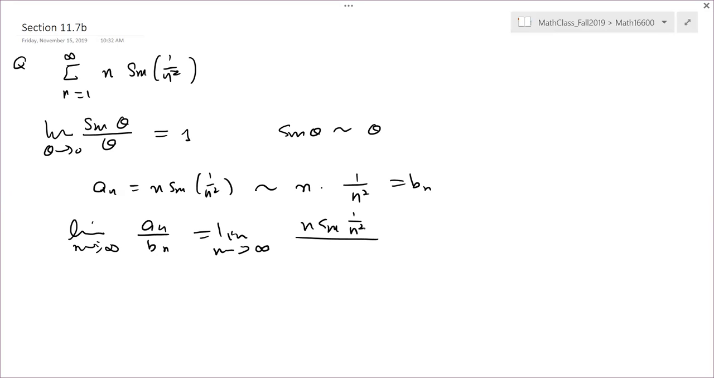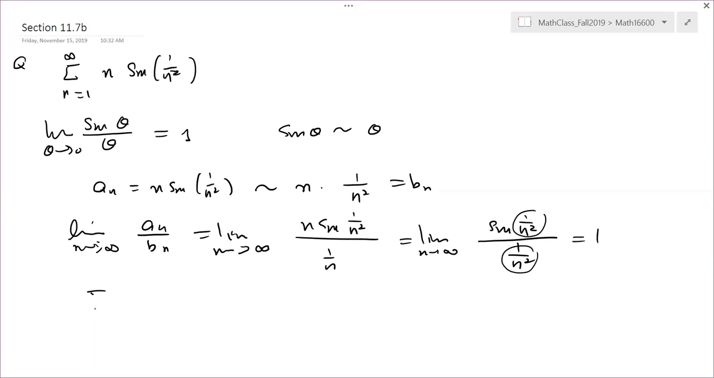n sine 1 over n squared divided by 1 over n. So I can move n to the denominator, so I get sine of 1 over n squared over 1 over n. Clearly the limit is going to be 1, because 1 over n squared is going to approach 0. So that means I can use a limit comparison test to check the convergence of the series using the new series.